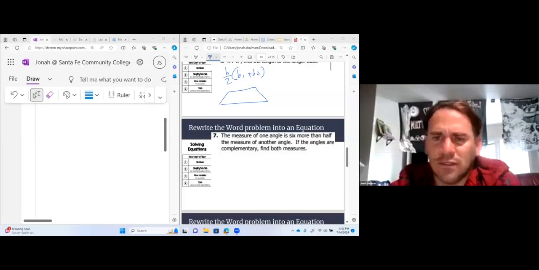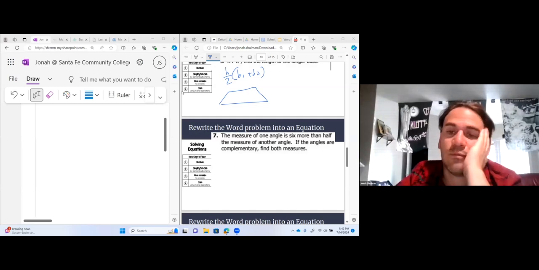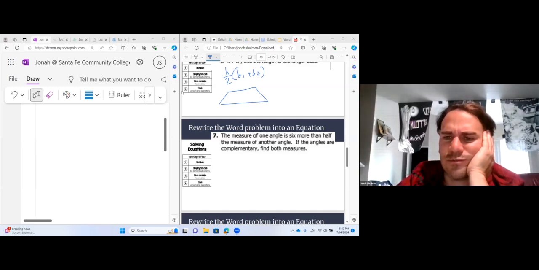I did the trapezoid up here, but don't worry about it. We'll get to geometry. So here we go. We have two angles, and they say they're complementary. That means the two angles have to add up to 90 degrees. So there's my 90 degrees.